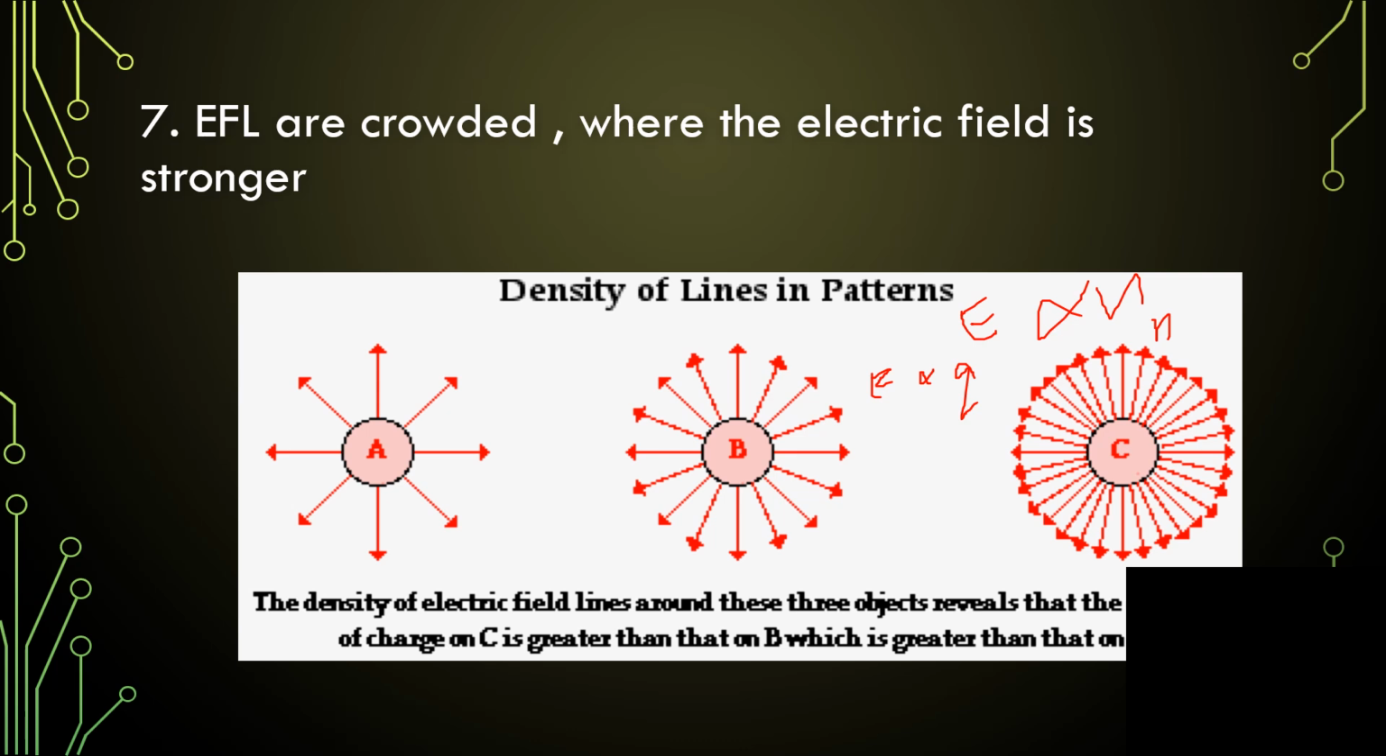If the field lines are more in number, if the field lines are denser, then you'll come to know that electric field is stronger at that region. So compared to A, B, C, here C is having more number of field lines, therefore electric field is stronger around the C.